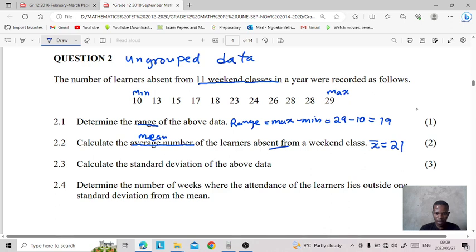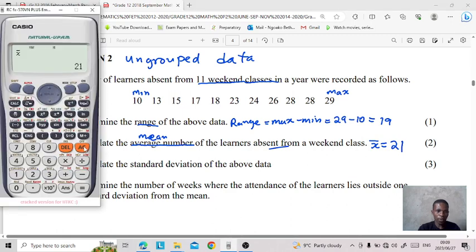Number 2, they say standard deviation. So the standard deviation, we've captured our data. We simply go to shift and access that data. It's under one variable. So for our standard deviation, we use number 3 here. So we press 3 equal sign.